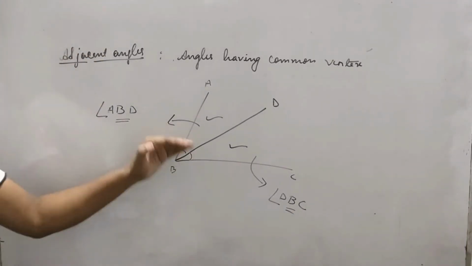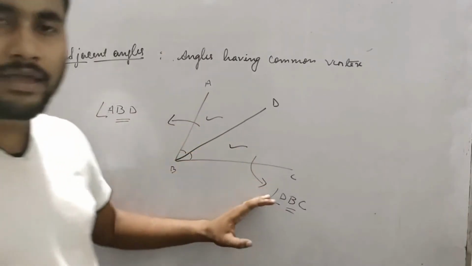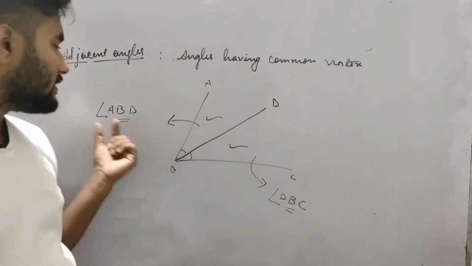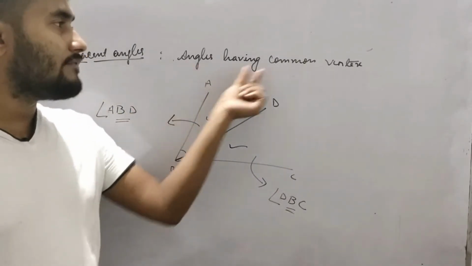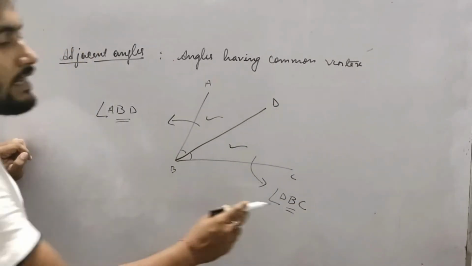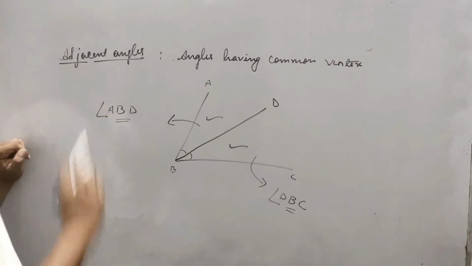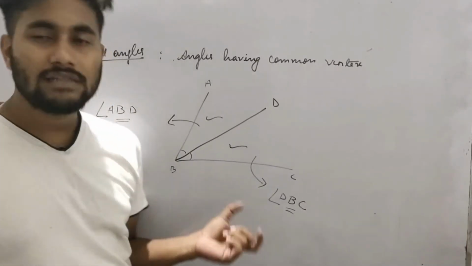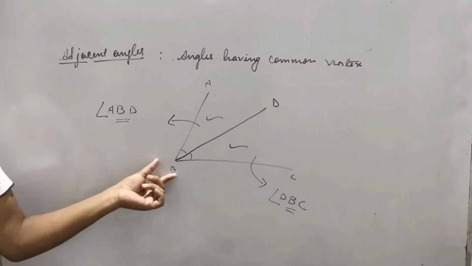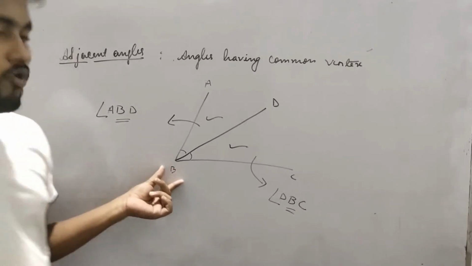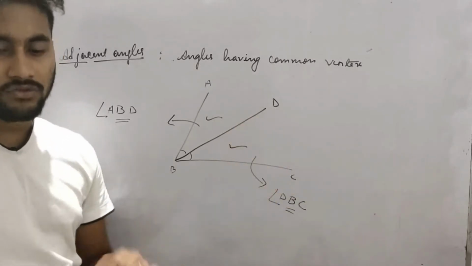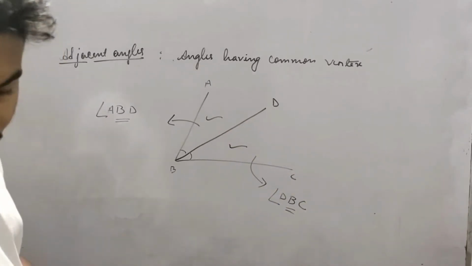The angles are different, this is one angle and this is a different angle, but the vertex is the same, or you can say the vertex is common. So angles having a common vertex. These two angles, angle ABD and angle DBC, are known as adjacent angles. When you see angles having a common vertex, you will say these angles are adjacent angles. So understood what adjacent angles are.